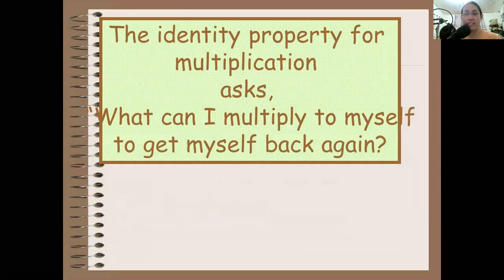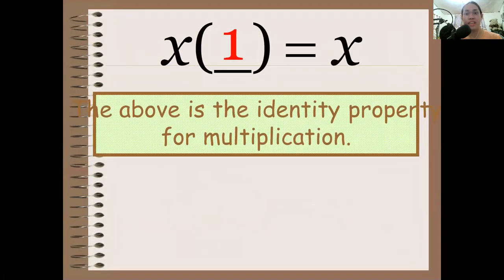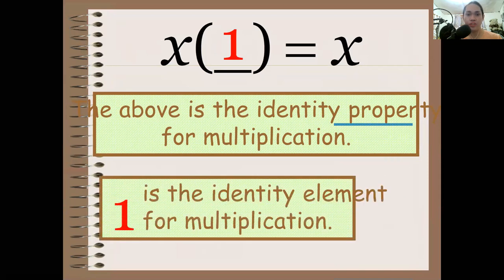And of course, if we have the identity property for addition, we also have the identity property for multiplication. Ask, what can I multiply to myself to get myself back again? Of course, it's obviously 1. All numbers and expressions that will be multiplied by 1 will be the number or expression itself. So the above is the identity property for multiplication. So 1 is the identity element for multiplication. Do not forget: 0 is the identity element for addition, and 1 is the identity element for multiplication.